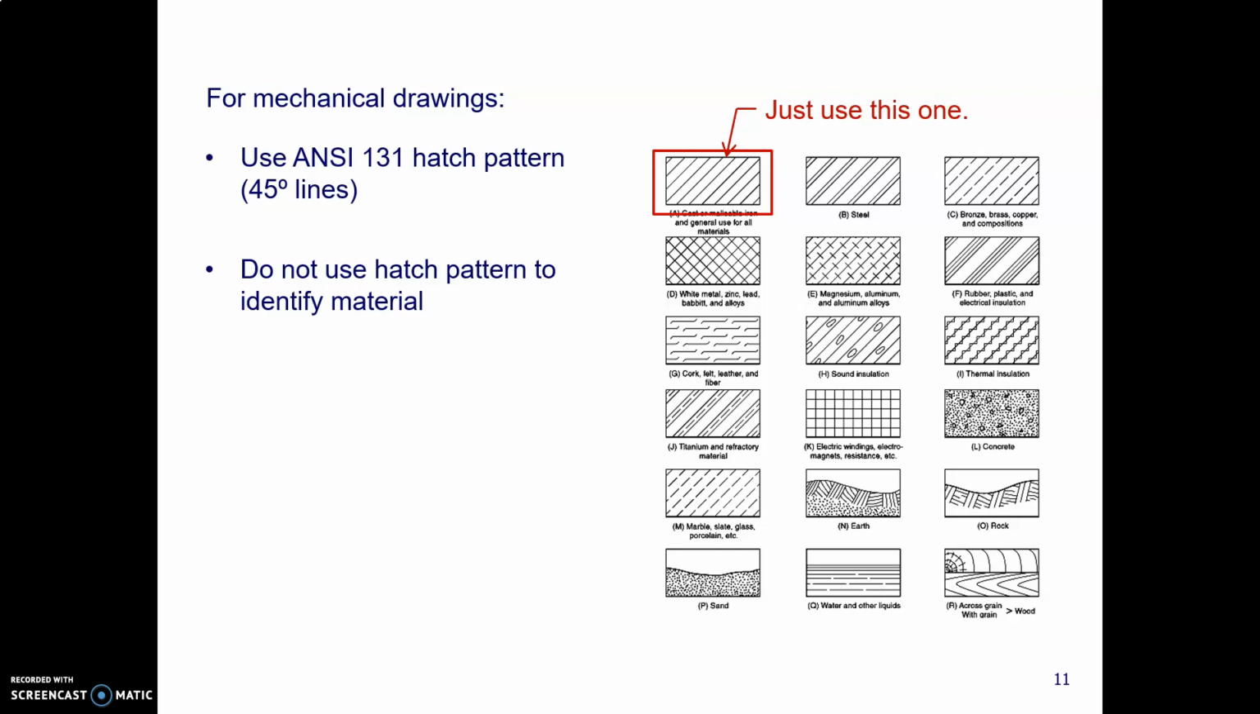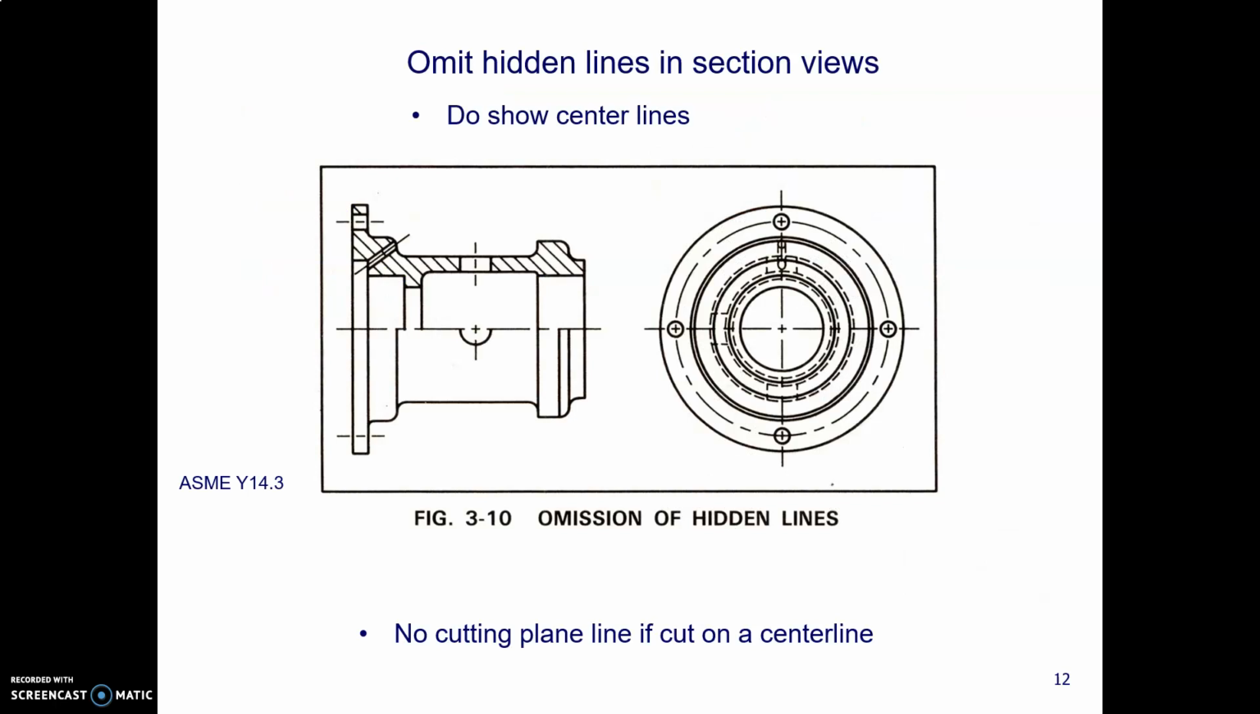And in mechanical drawings, we do not use this old-timey system where you use different hatch patterns to represent different types of materials. For several reasons. One, there are thousands of materials, and two, we have bills of material where we can list the materials anyway, so why bother with it? We just use this one, plain 45-degree lines. In AutoCAD, that's called the ANSI 131 pattern. Remember that we do not show hidden lines in a section view.